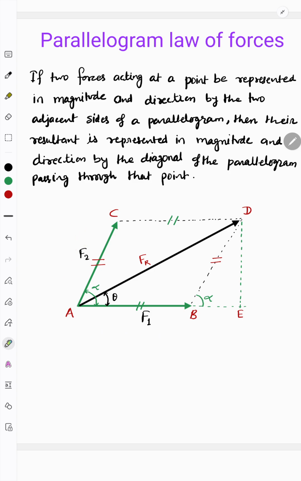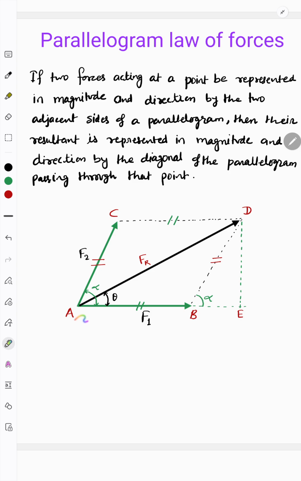To make it a parallelogram, we draw a line parallel to AB starting from the end point C of line AC, and a line parallel to AC is also drawn. Again, we draw the diagonal of this parallelogram. These two forces, F1 and F2, make an angle alpha, and after drawing the diagonal, it makes angle theta with F1.